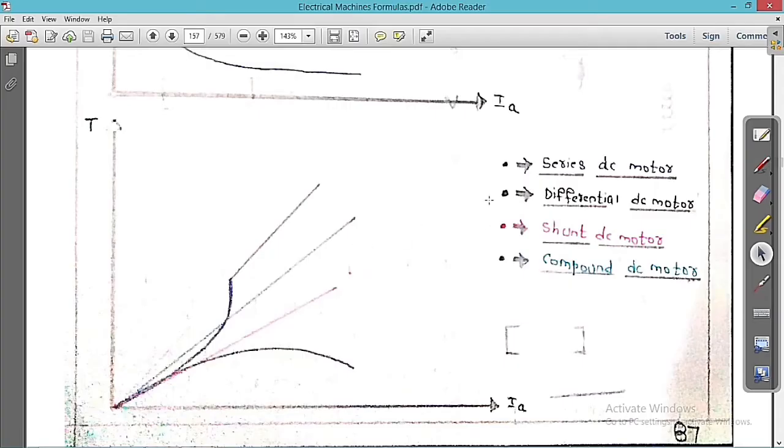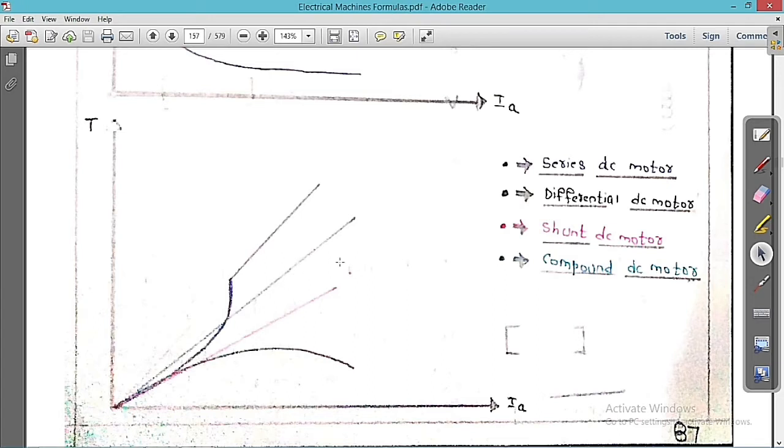You can see clearly here, I have already shown you. Here you can see clearly at higher loads. This is the graph with respect to torque and armature current for different types of motors. This is the graph for the DC series motor, this is for the DC shunt motor, this is for the DC compound cumulative motor, and this is for the differential DC motor.